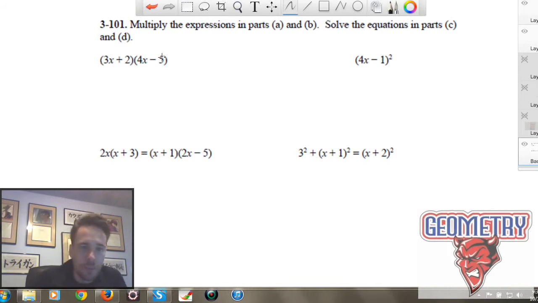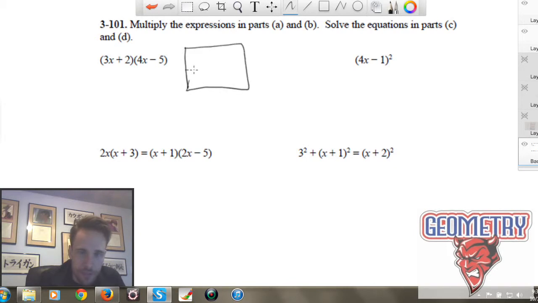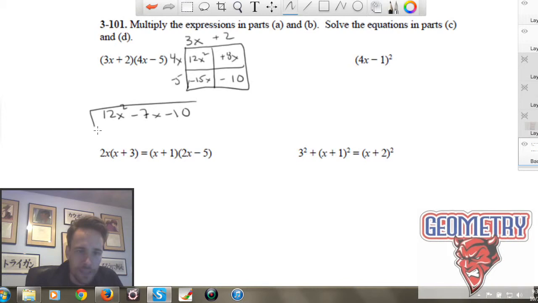So, to multiply these expressions in part A and B, I am going to create a generic rectangle. So, we put one binomial along one side, and another binomial along the other. And so here we get 12x squared plus 8x minus 15x minus 10. When we combine all those like terms together, we get 12x squared minus 7x minus 10.